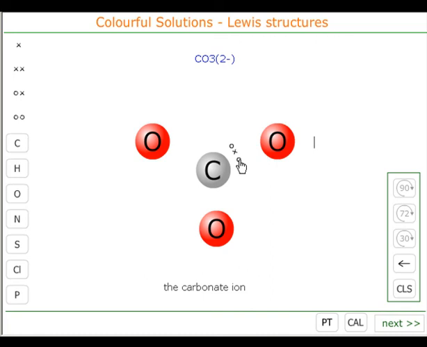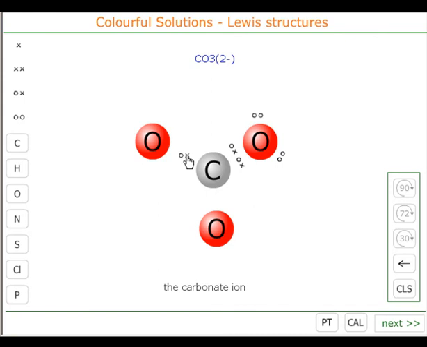because this oxygen has donated 2 of its own electrons, so it remains with 4 electrons. 1, 2, 3, 4 electrons. This oxygen then has a full octet. Now we've used up 2 of carbon's electrons. It only has 2 more electrons left. So it can share 1 pair of electrons with an oxygen.